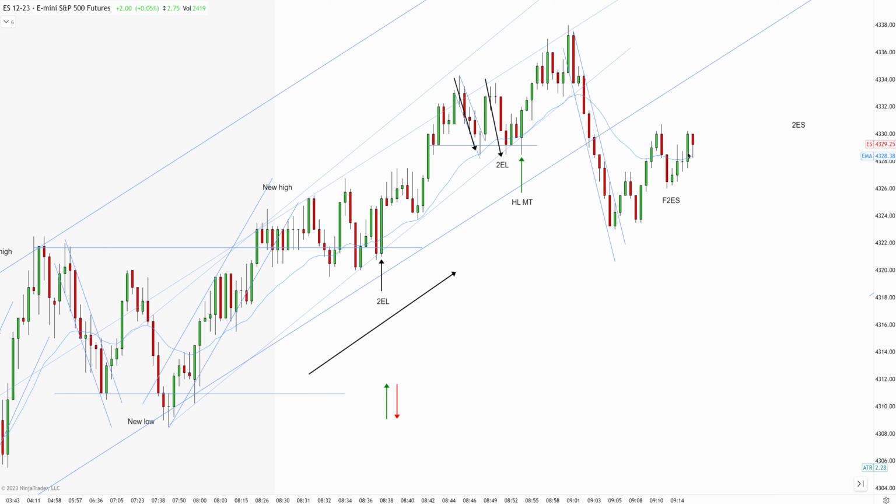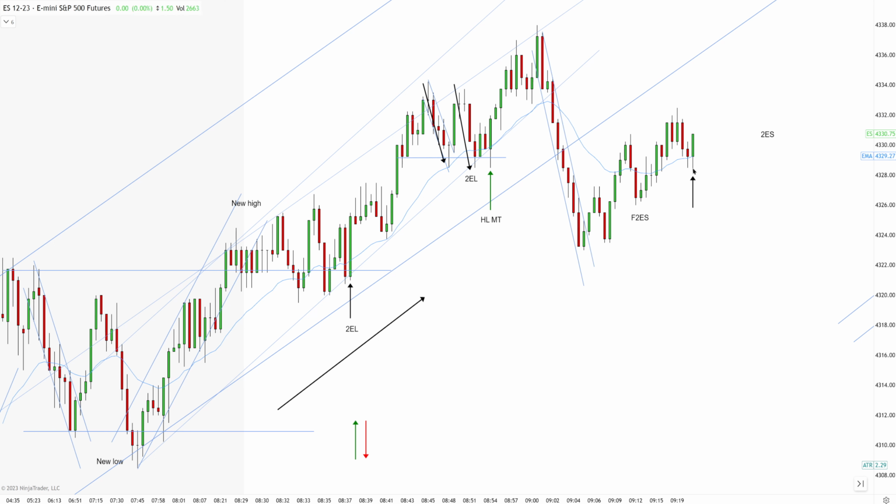Now I noticed some traders had a second entry long here around this area. I don't have a tick lower, but if you have a high-low here, a little tick lower and a second entry long, new high, first entry, second entry long, this is the place where you want to enter. Unfortunately, on my chart, there's nothing like that.